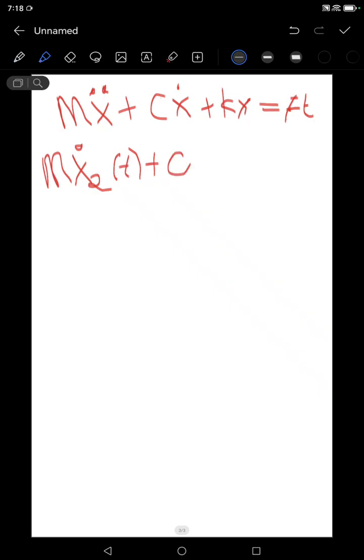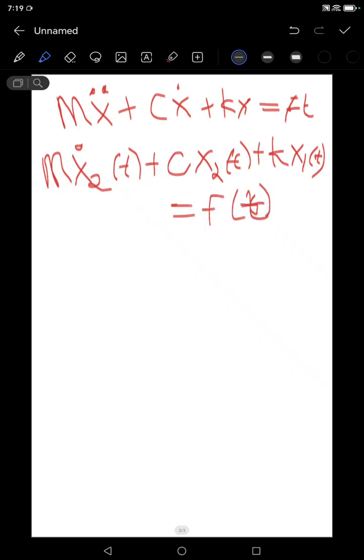Our x dot is x2, and then our x was x1 of t, equals f of t. Okay, equals f of t. And then from here we can write our equation in a matrix form. We can write it in a matrix form.